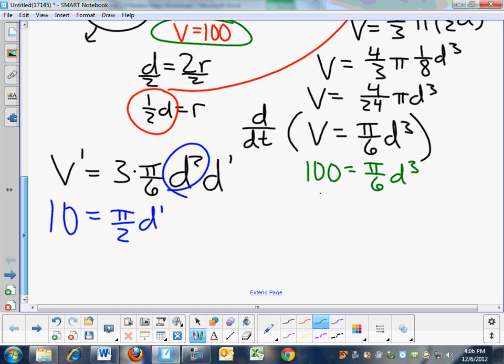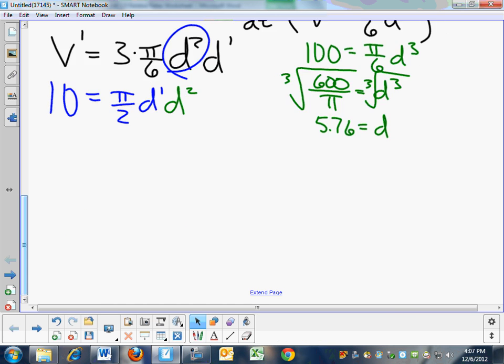Multiply by the reciprocal. 600 over pi equals d to the third. Cube root both sides. If we cube root both sides, we come up with 5.76. So again, I just cube root both sides. If you do that on a calculator, 5.76.